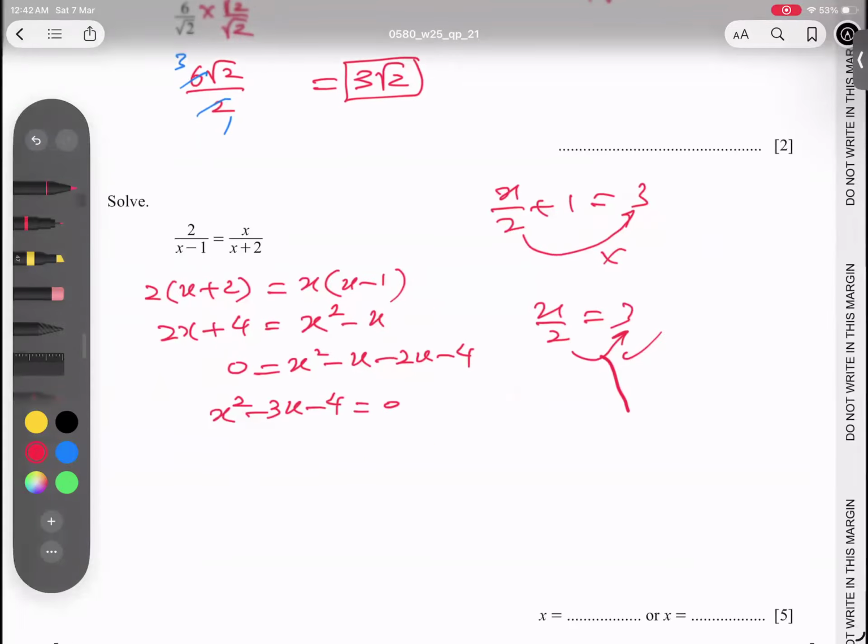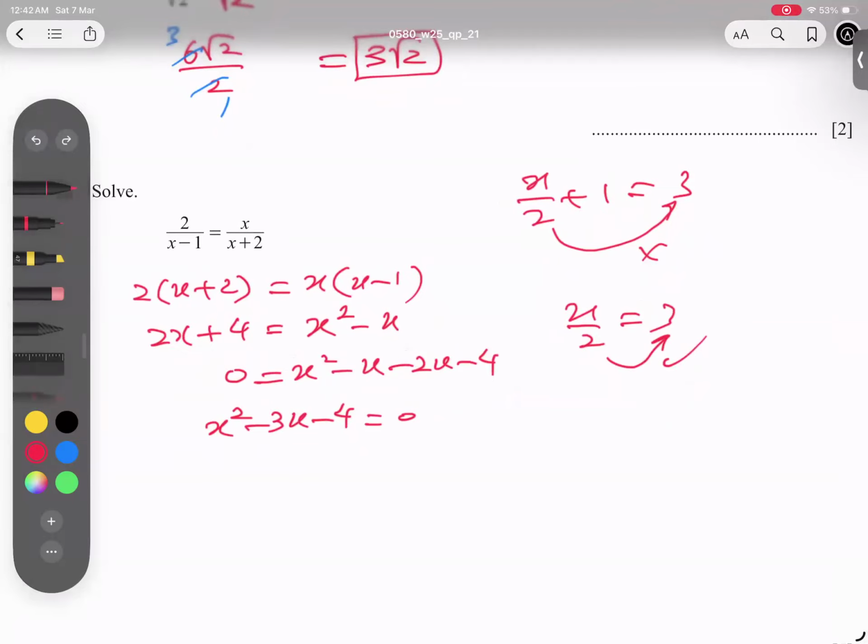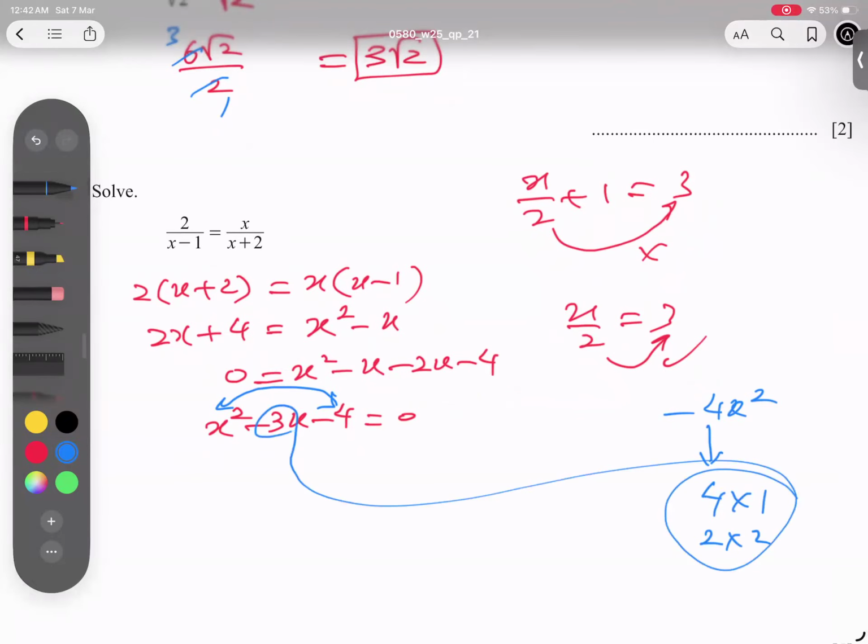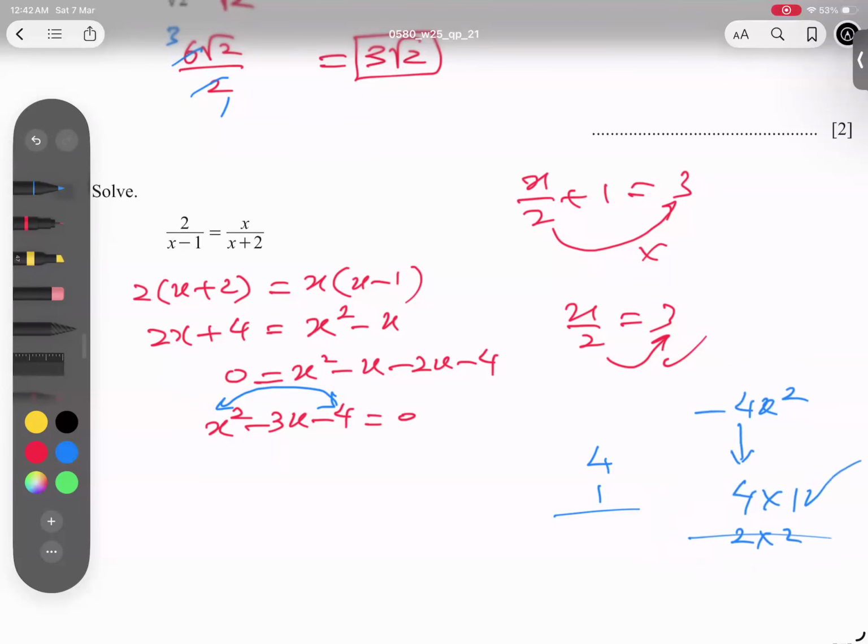Now, factorization is an important part. What to do: multiply the first and then the last number, including sign, negative 4x squared. How to get the 4 factors? 4 ones are and 2 twos are. Which pair will give you 3? Naturally 2 is not possible, this is possible. How many ways do we have? Two ways: 4 1, 4 1. We have two ways. Let me show you both. So 4 1 and 4 1.